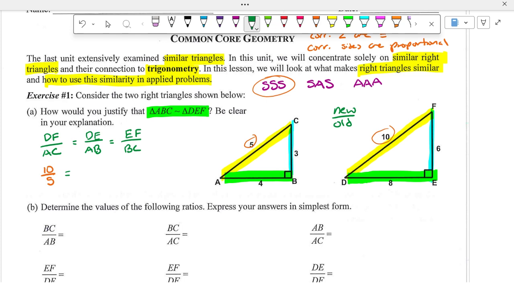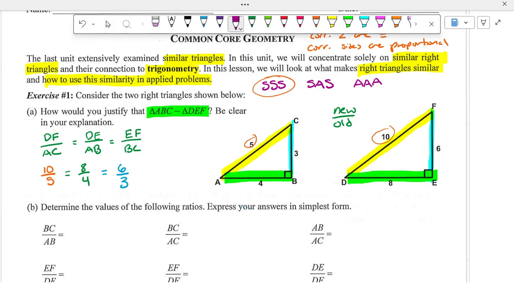So DE comes first, so it would be what over what? 8 over 4. And then my blue sides. 6 over 3. Good. So if you notice, all of our numerators come from this triangle. All of our denominators come from this triangle. You got to make sure when you're setting up those proportions, you keep that part consistent. So if you put the bigger triangle up top, that means you put it up top for all the proportions. If you put the smaller one in the bottom, you got to put the smaller one in the bottom for all the proportions.